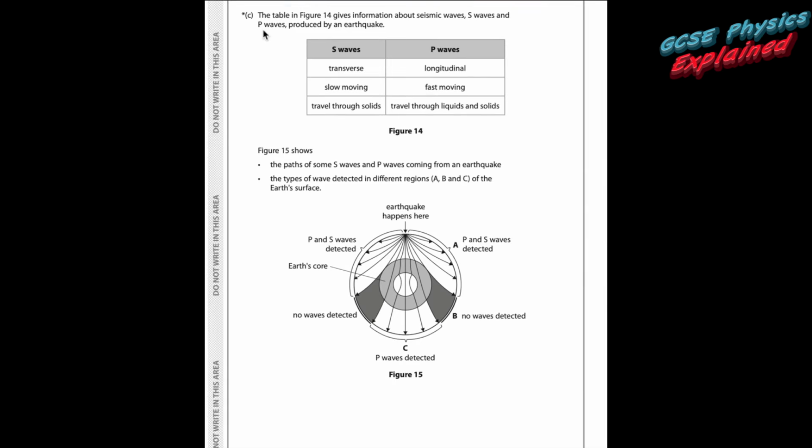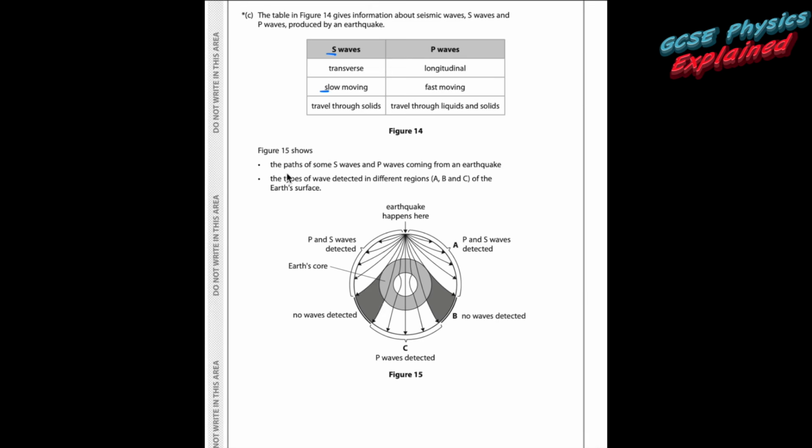Question C, the last question, another 6 marker. The table in figure 14 gives information about seismic waves, S waves and P waves, produced by an earthquake. So S waves are transverse, P waves are longitudinal, S waves are slower, P waves are faster. S waves can travel through solids, whereas P waves can travel through liquids and solids.